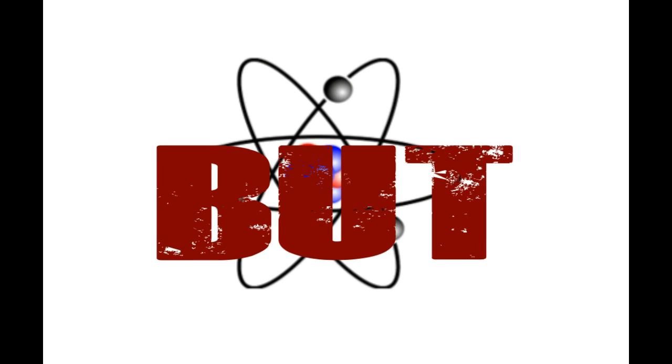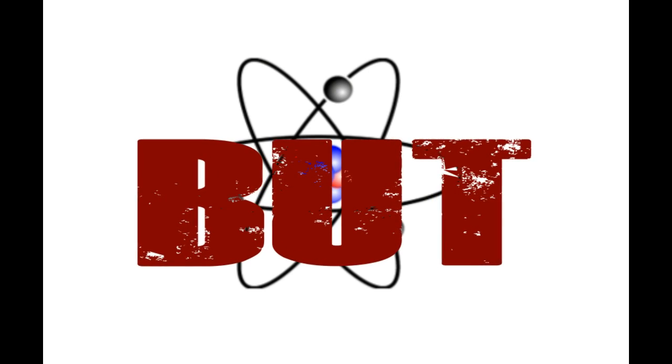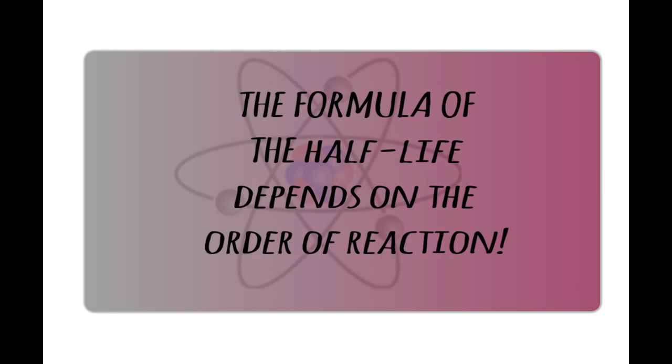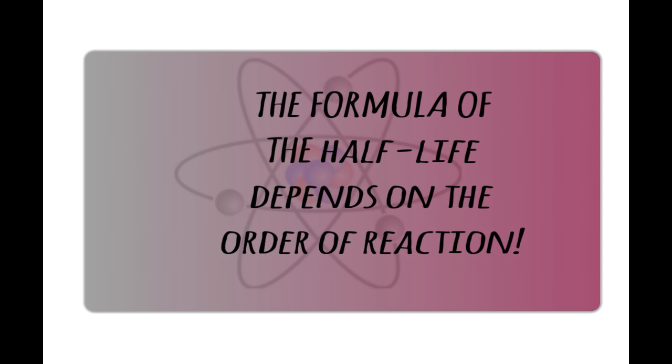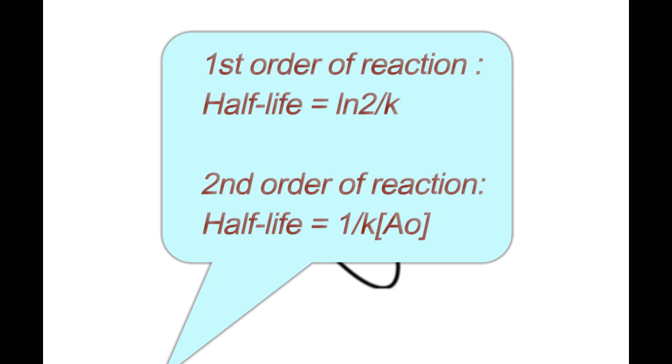But guys, wait! Apparently, the formula of the half-life depends on the order of reaction, where the half-life for the first order of reaction is equal to ln 2 over k, and the half-life for the second order of reaction is equal to 1 over k times the concentration of A sub 0.